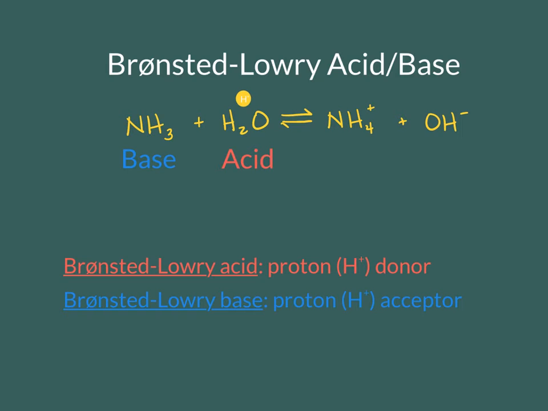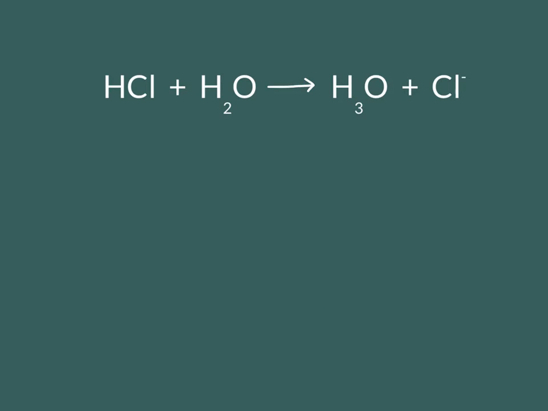Do note, however, that the acid, our proton donor, is giving that proton to the base. So in this case, our proton, our hydrogen ion, is going from our water to our NH3, from our proton donor to our proton acceptor. Let's take a look at one more example.